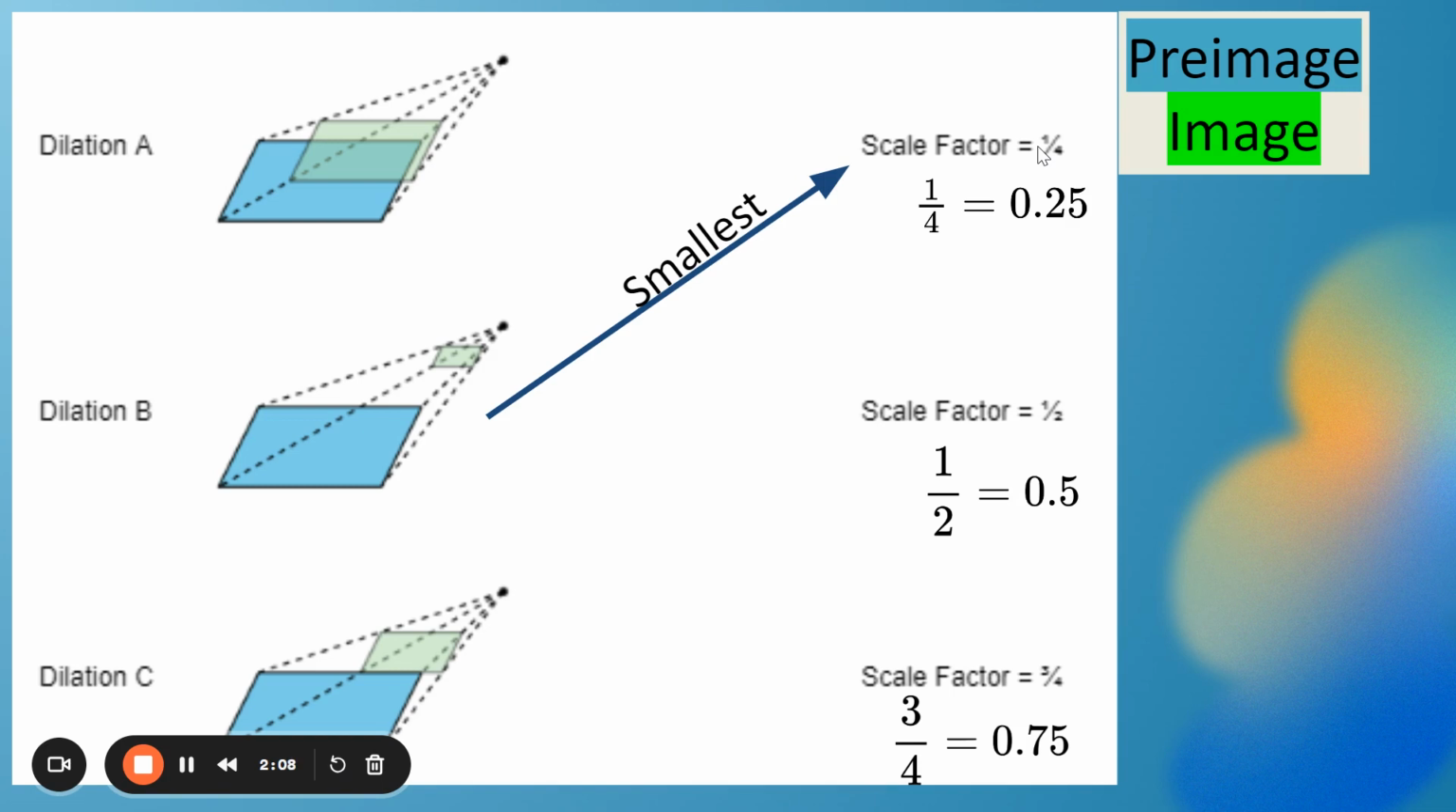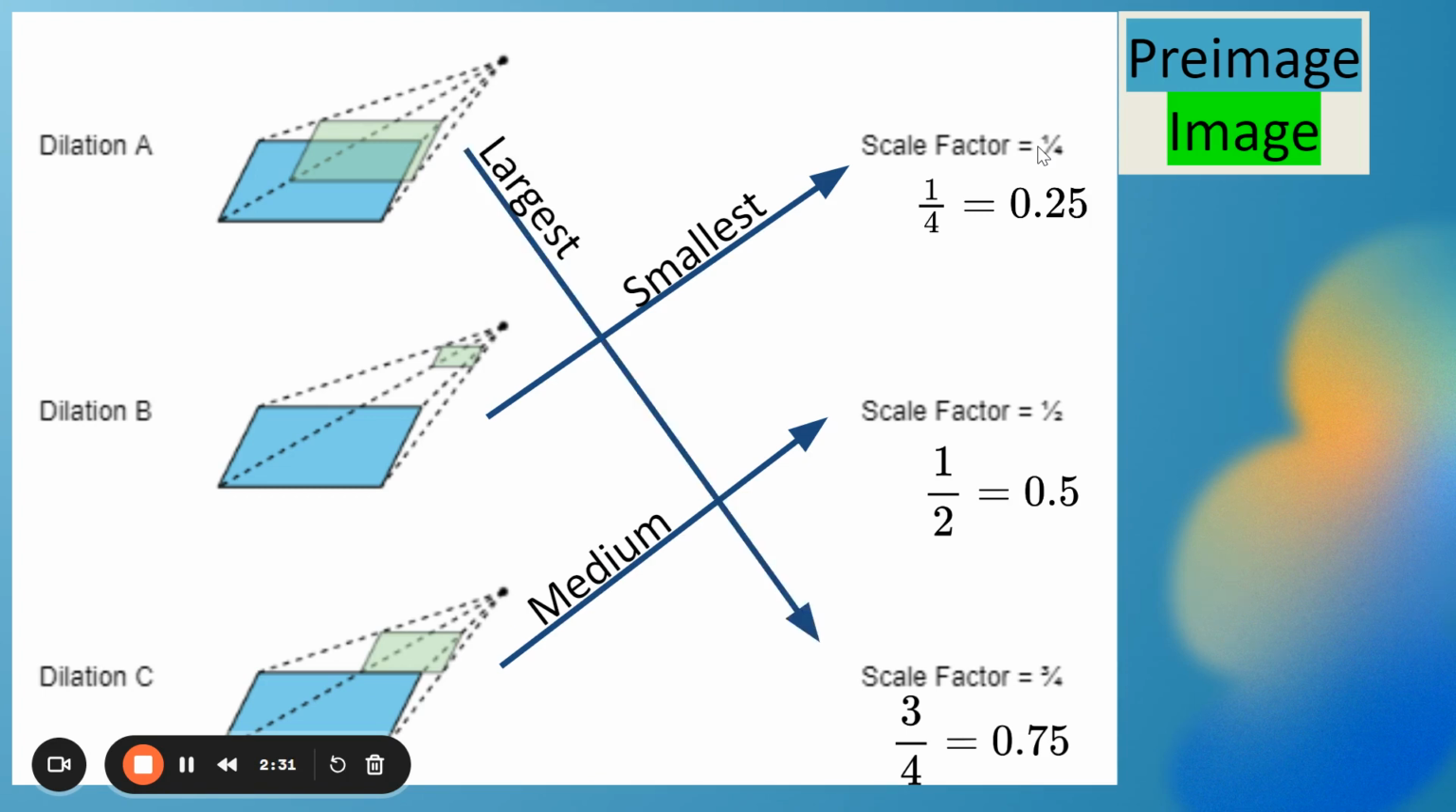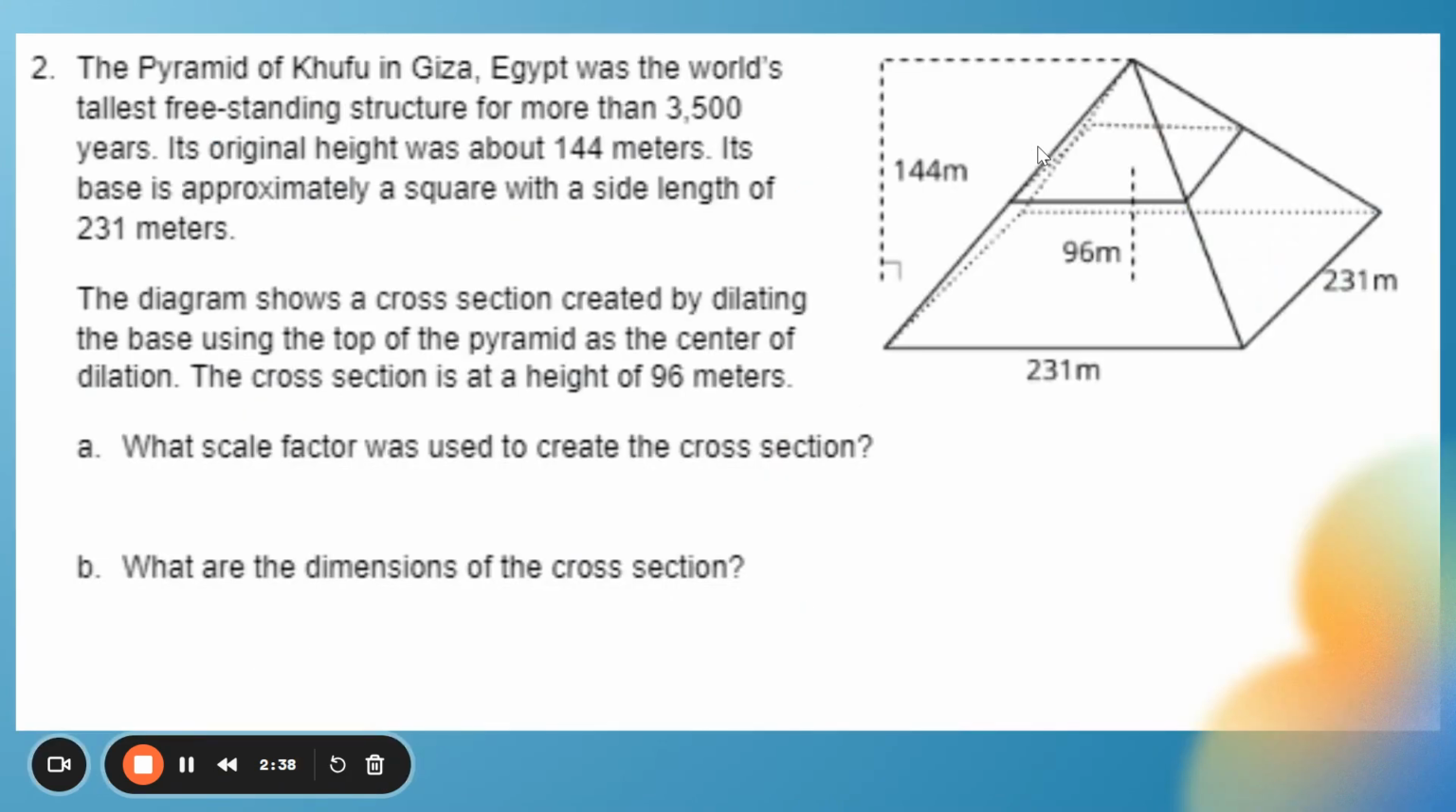We're going to do the same thing with the next smallest, which would be our scale factor of a half, or 0.5, 5/10. So if we look for our next smallest dilation, that would be dilation C, which is kind of our medium. It's our medium image. And then that leaves dilation A, or the largest image, to match with our largest scale factor. Okay, with that, we're going to go on to the next problem.